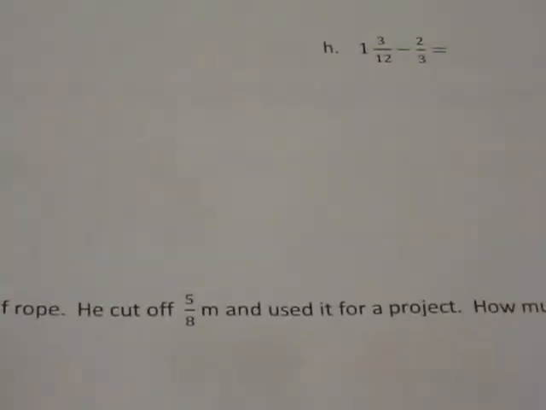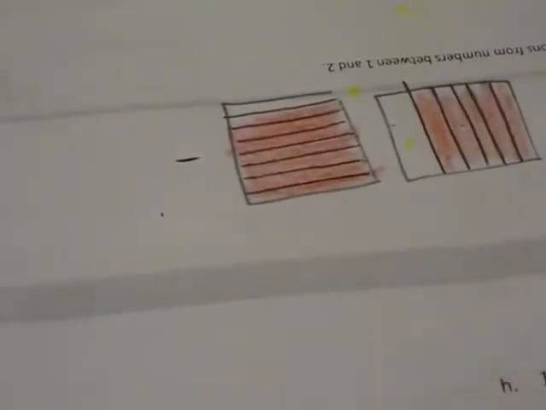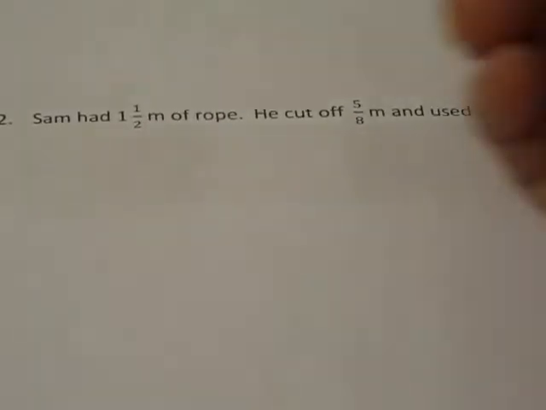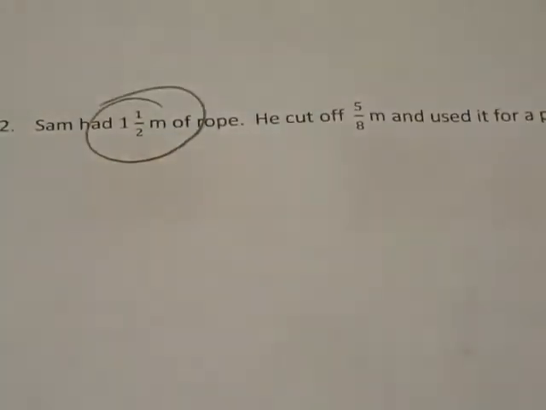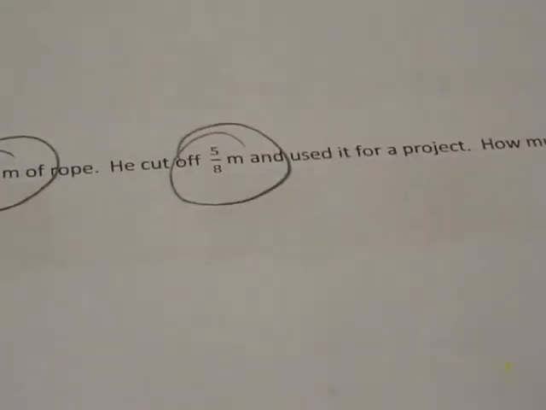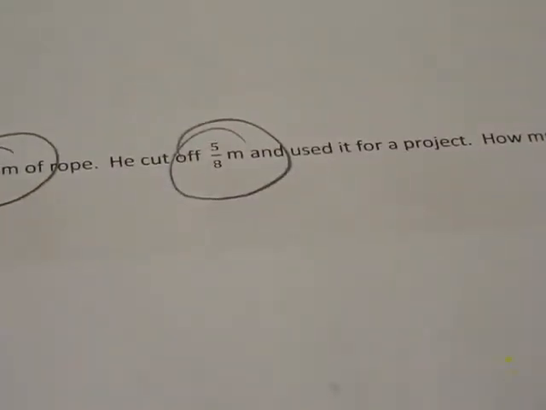Let's go ahead and turn it over and go to G. You know what, I'm going to go ahead and go on to the word problems. I want you to try G and H by yourself. And let's see, Sam had 1 1/2 meters of rope. He cut off 5/8 meters and used it for a project. How much does Sam have?